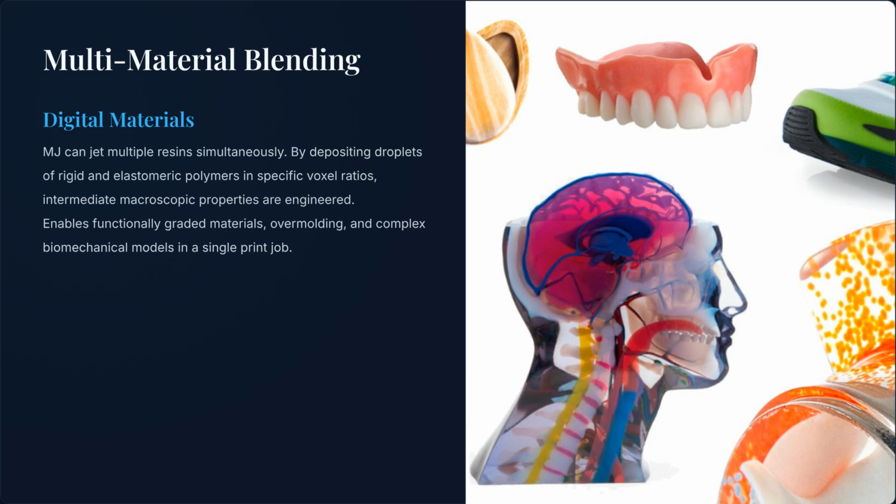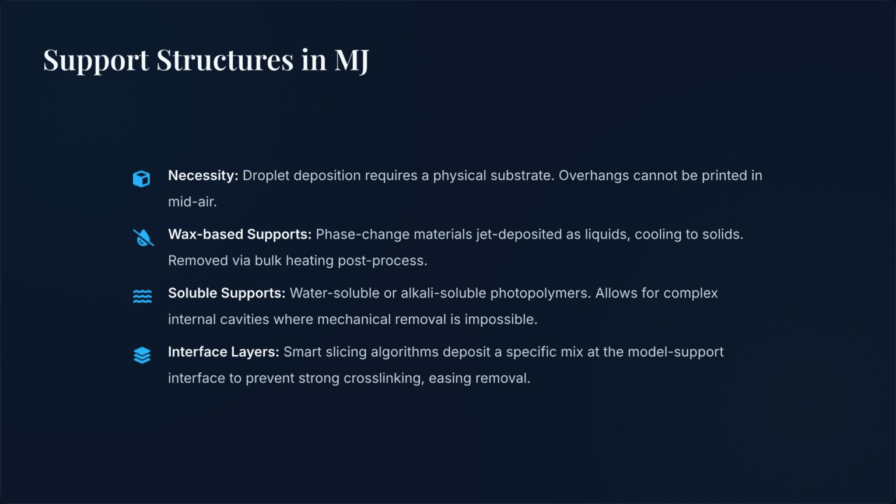Material jetting enables multi-material blending. By jetting droplets of rigid and elastomeric resins in specific ratios, we can engineer parts with varying macroscopic properties in a single print. Support structures are necessary in material jetting, as droplets require a substrate. We utilize wax-based, soluble, or optimized interface layers to enable complex geometries and facilitate easy post-process removal.